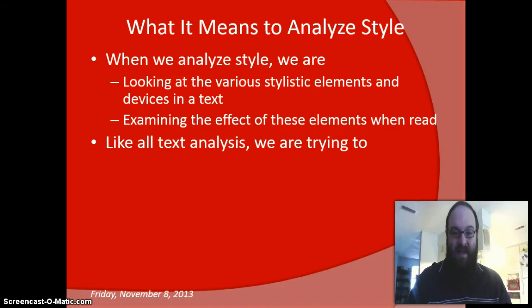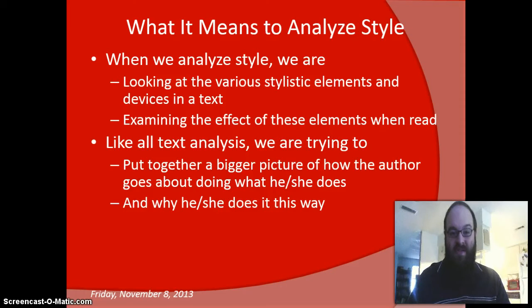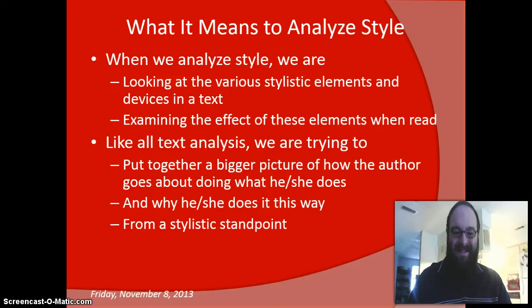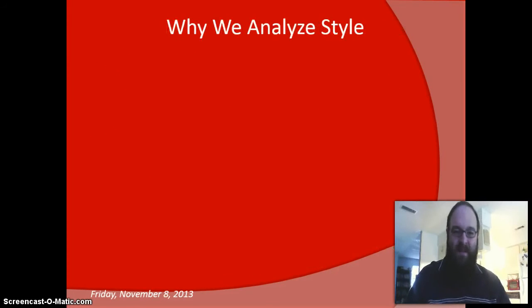Like all text analysis, we're trying to put together a bigger picture of how an author goes about doing what he or she does, and trying to answer the question of why he or she does it this way. This is just common to all text analysis. And because this is style analysis, we're looking at it purely from a stylistic standpoint. We're looking just at the elements of style and the effects they have when read, as opposed to looking at it from a rhetorical standpoint, which we'll start doing in late December, or from a literary theory standpoint, which you'll be doing when you get to AP Lit next year. For now, I like to just start with looking at bare stylistic elements.